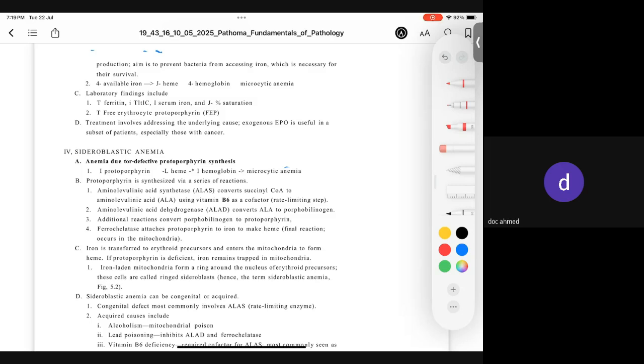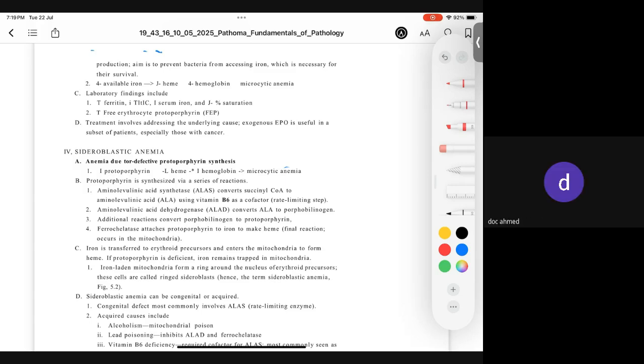So the treatment is just to go for the underlying cause. Just treat the chronic disease. What's the underlying cause? If it's rheumatoid arthritis, try to treat that. If it's SLE, try to treat that. It's difficult to treat them, but you do not have any other option for that. Okay, is it clear?